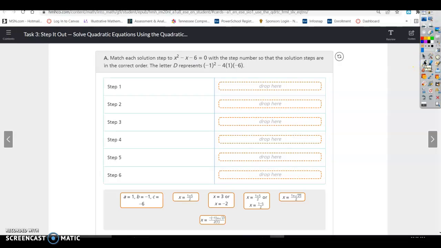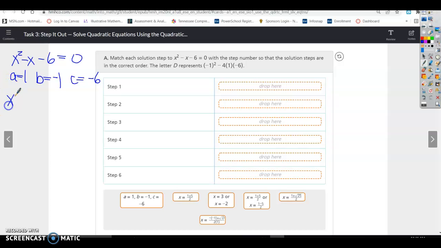All right, so let's start by writing the equation down. x squared minus x minus 6 equals 0. And then a is my coefficient for my quadratic term, so it's a 1. When there's no number there, it's assumed to be a 1. The number for the linear term is b, and it's a negative 1 because it has a negative sign. And our constant term, our c, is negative 6.